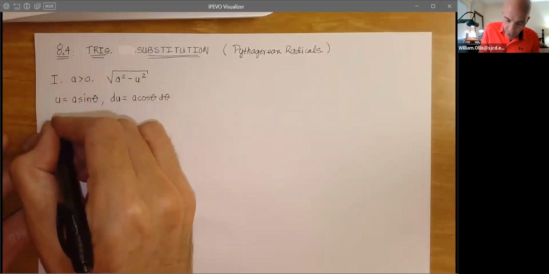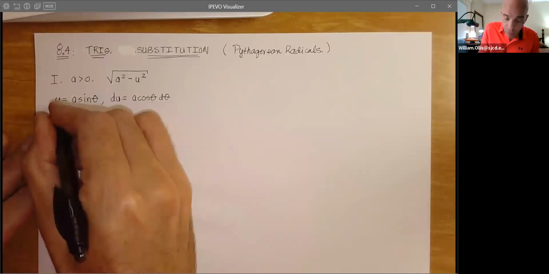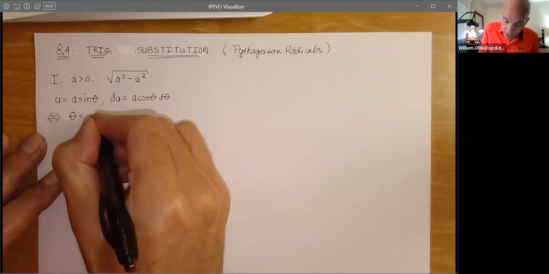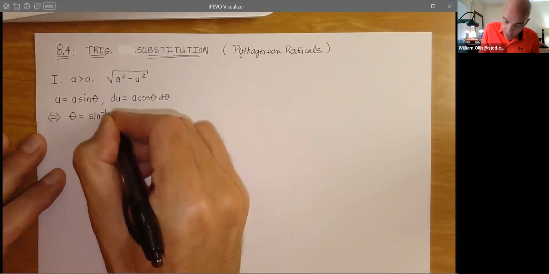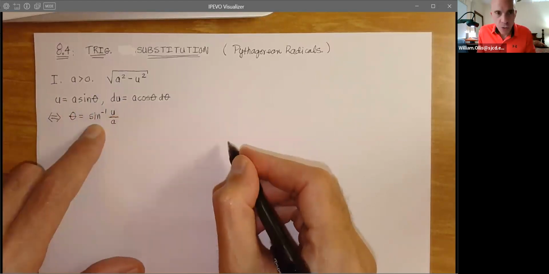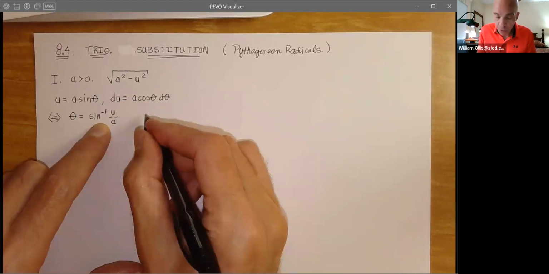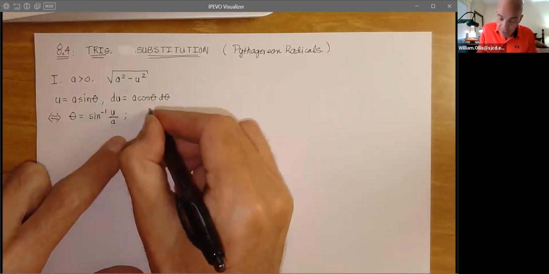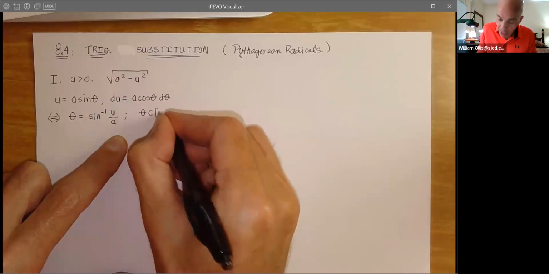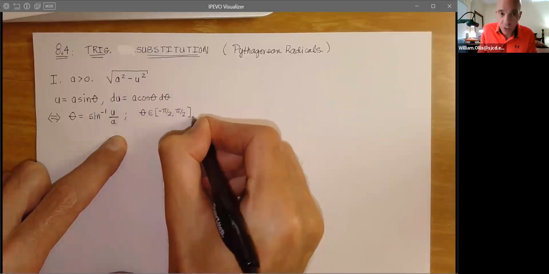Or actually, let me just go ahead and write it. So equivalently, if you divide by a, u by a, and take the inverse sine, theta will equal the inverse sine of u over a. So this is where the inverse trig functions come into context. And then, of course, we remember for this particular setup, the inverse sine, theta would live between negative pi over 2 and pi over 2, as we defined when we took pre-cal.